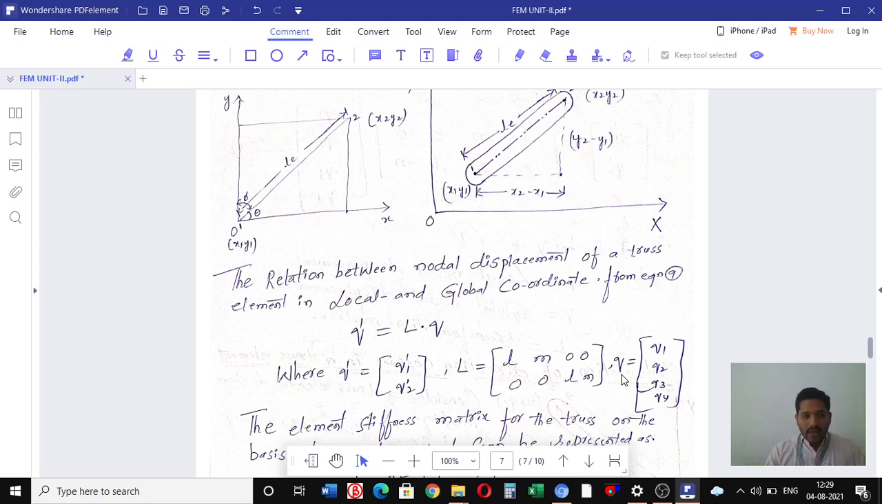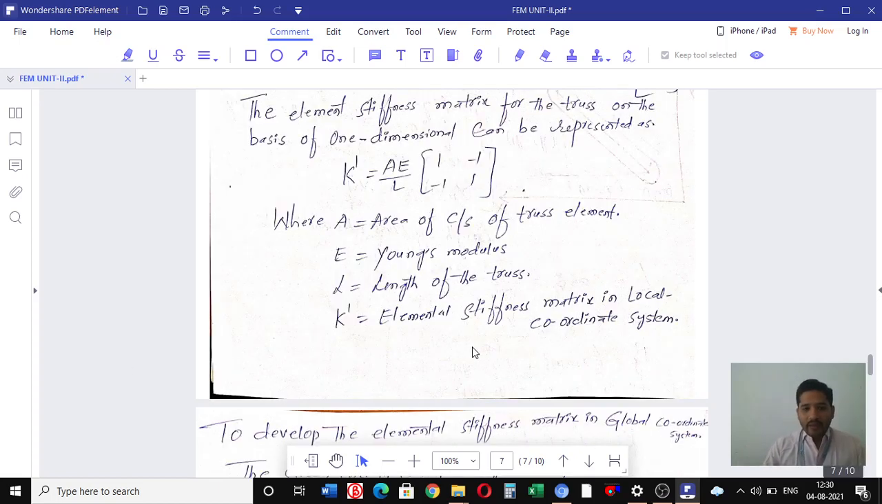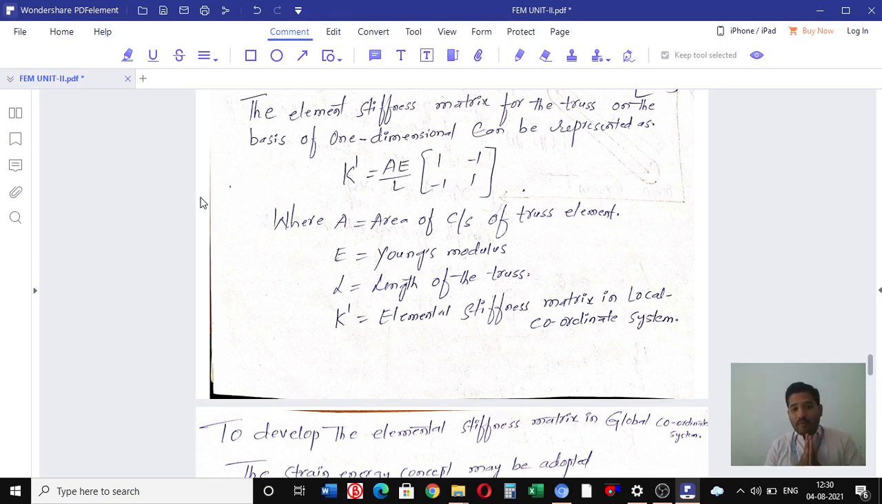What about Q? Q is nothing but the global nodal displacement. How many nodal displacements do we have? We have 4: Q1, Q2, Q3 and Q4. After that we need to go for the elemental stiffness matrix for a truss element based on one dimension. In one dimension we already studied this in the first unit: K dash is equal to A1 E1 by L1 times the matrix 1 minus 1, minus 1 1.